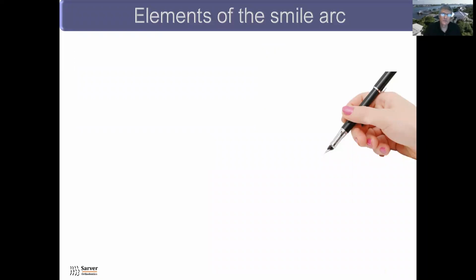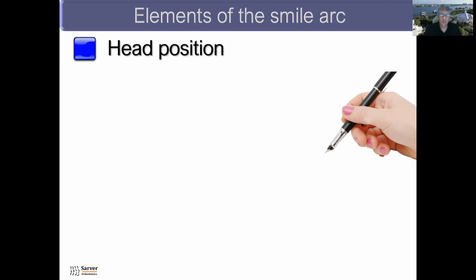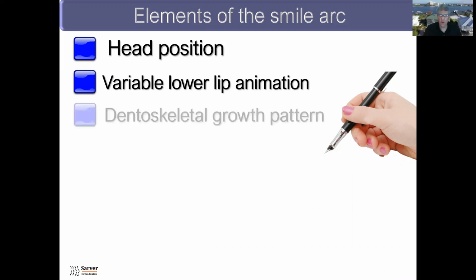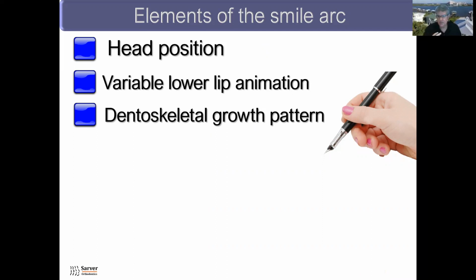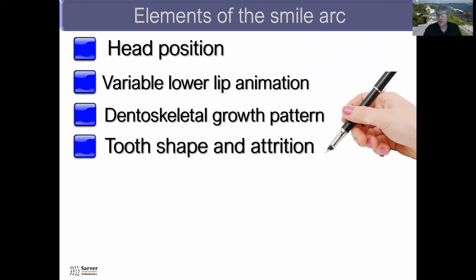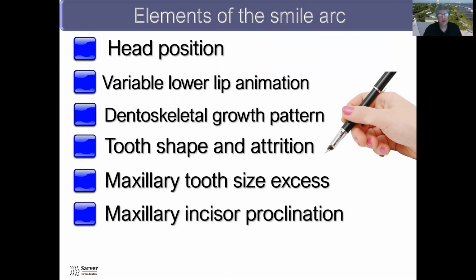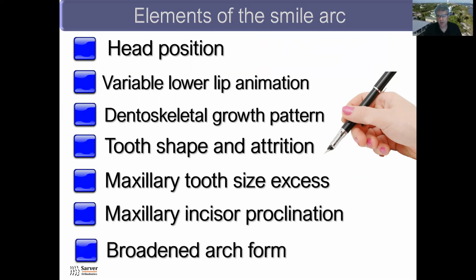So what I've done is I've gone back and looked at what are the elements that make up a smile arc. Number one is head position, how we take our photographs. I'll clearly demonstrate that to you. Number two, variability of lower lip animation. We'll demonstrate that as well. Three, dentoskeletal growth pattern. In other words, it's not just a tooth position issue. It's growth pattern, which then accounts for that 5% of patients who flatten without any treatment at all. Then tooth shape and attrition, maxillary tooth size excess, maxillary incisor proclination, and broadened arch form.